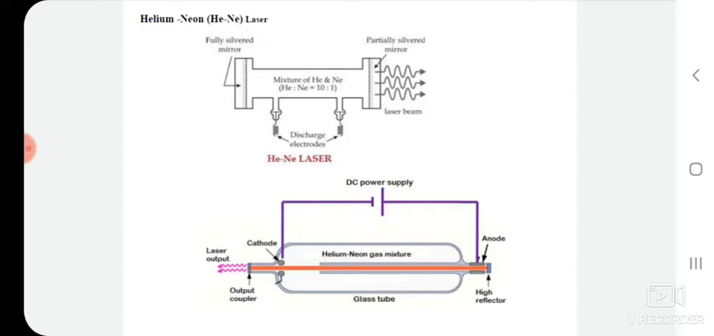First, we will discuss its construction. Actually, this He-Ne laser consists of three different parts. One is the active medium, second is the optical resonator, and third is the pumping system. That we will discuss one by one. Let's start with the active medium.